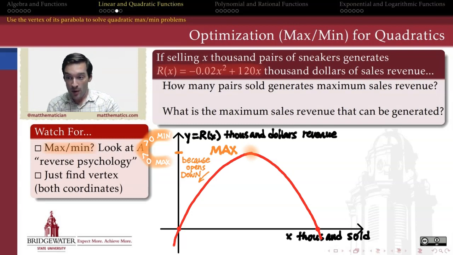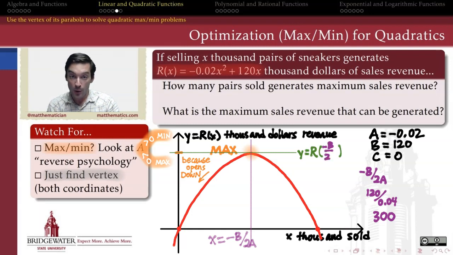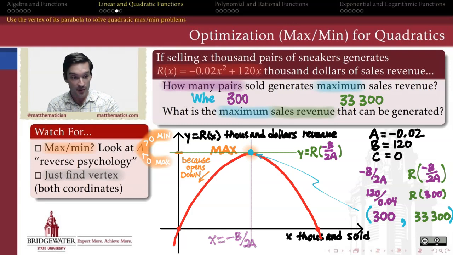In this example, we can find how to maximize sales revenue simply by finding the x-coordinate of the vertex in the usual way, minus b over 2a. This gives the number of pairs of sneakers in thousands that we have to sell in order to achieve that maximum. And the y-coordinate of that vertex gives us the amount of sales revenue that's attained at that maximum. As always, when we place this information back into a context, don't forget to include the units. When 300,000 pairs are sold, $33,300,000 of revenue is generated.